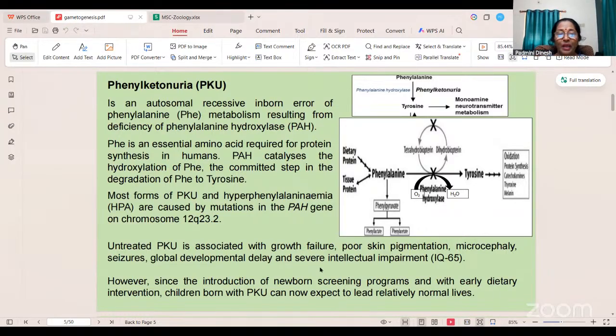However, because of the newborn screening programs that we have, there are different types of newborn screening programs with early detection. Children with PKU can now expect to lead a normal life, provided the parents undergo these newborn screening programs.